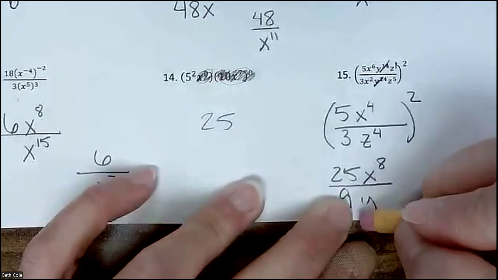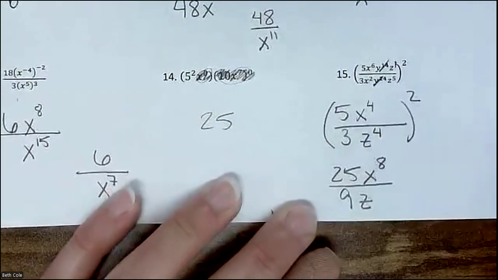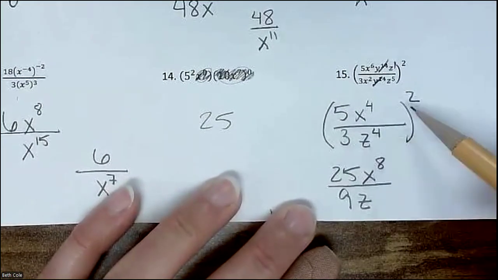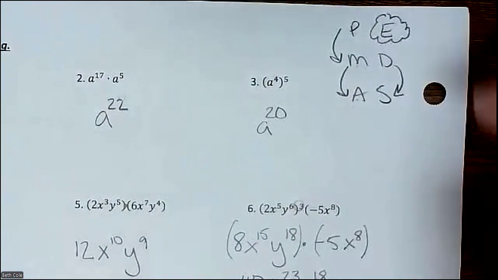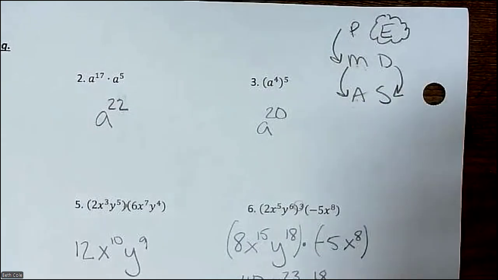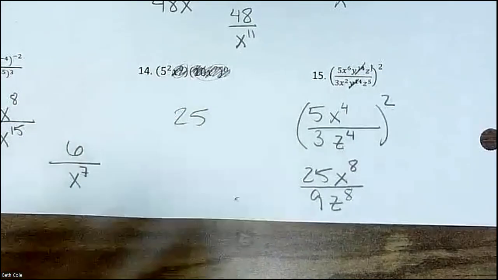Oh, sorry, I changed the letter entirely. Z, sorry. My bad. What do you do when you have a power for your exponents? Power means multiply. I want you to all write this on your test as soon as you get it. Power means multiply. So 4 times 2 is 8, and that is your answer.